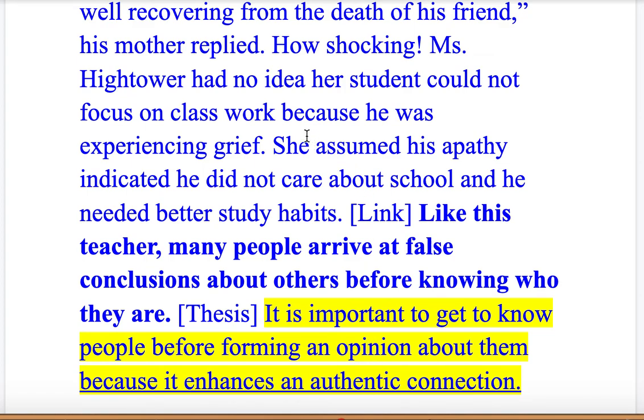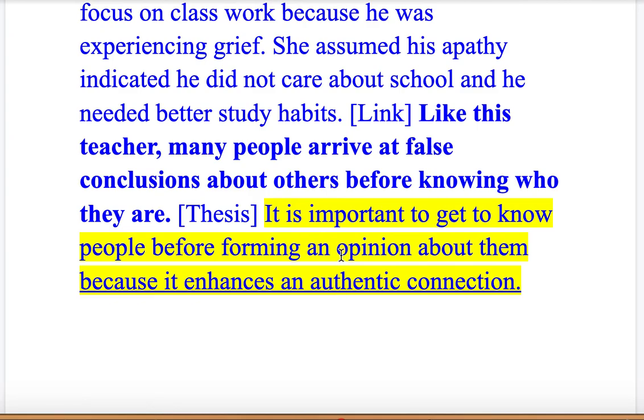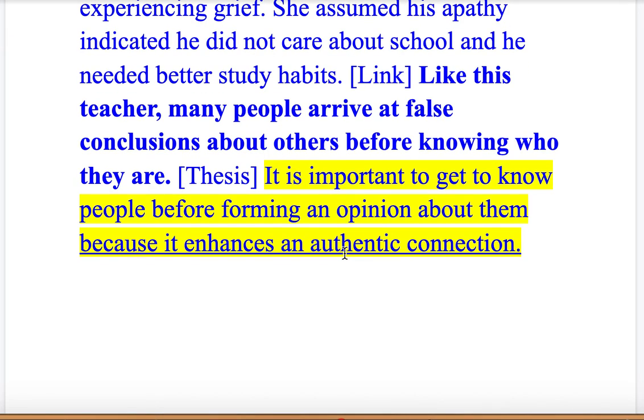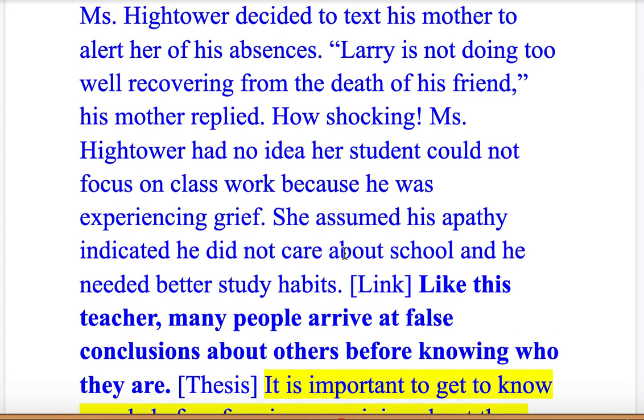So now you're just connecting the story to the thesis. This is the sentence that introduces the topic. Link. You need a link sentence. Like this teacher, many people arrive at false conclusions about others before knowing who they are. And then there's the thesis. We already wrote it. That's powerful. That's a winning introduction every time.